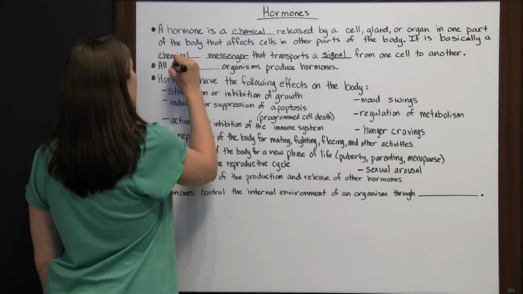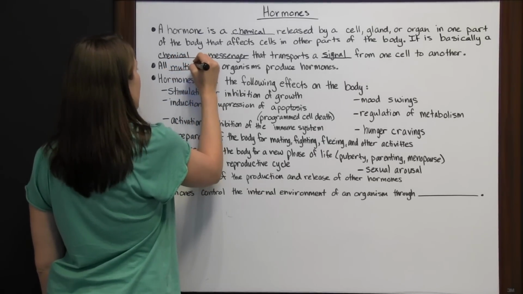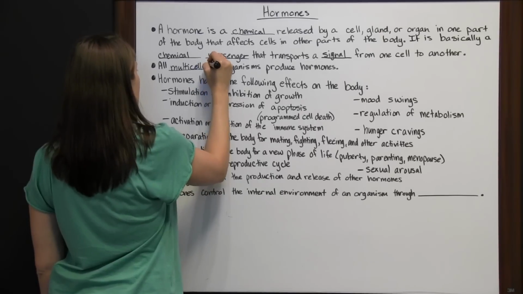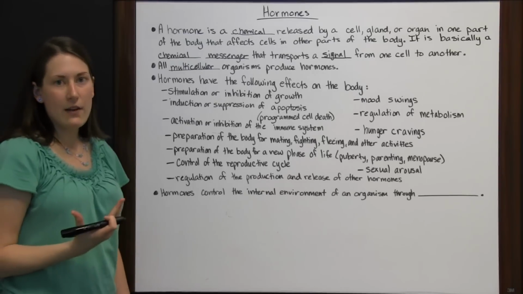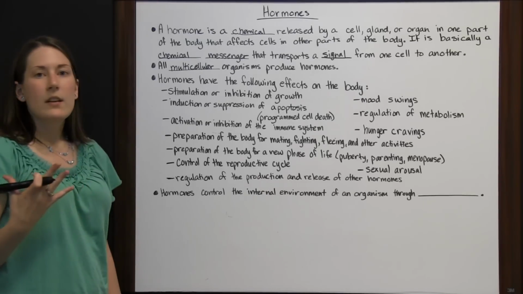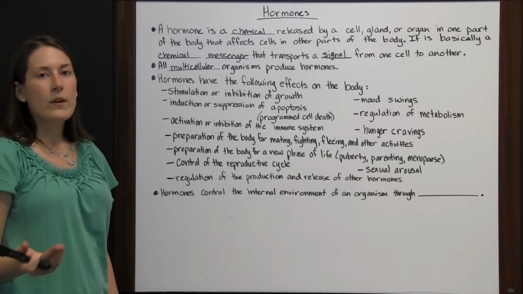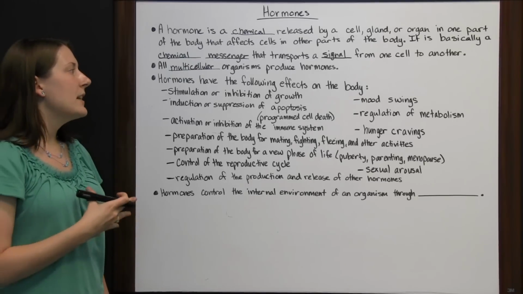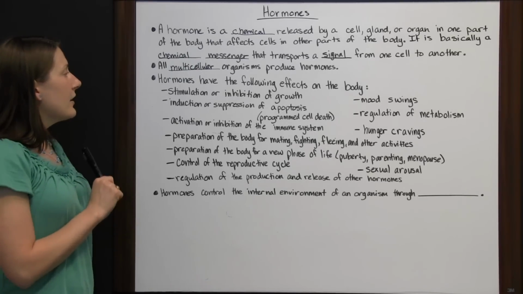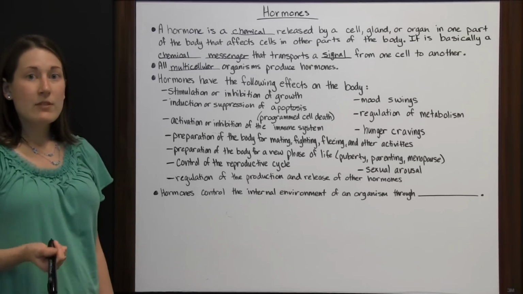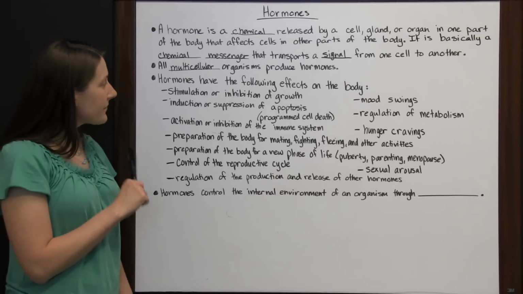All multicellular organisms produce hormones. Even if they aren't doing the same things in every organism, more complex organisms are going to have more uses for hormones than simpler organisms are going to have. Here are some of the effects that hormones can have on a body.